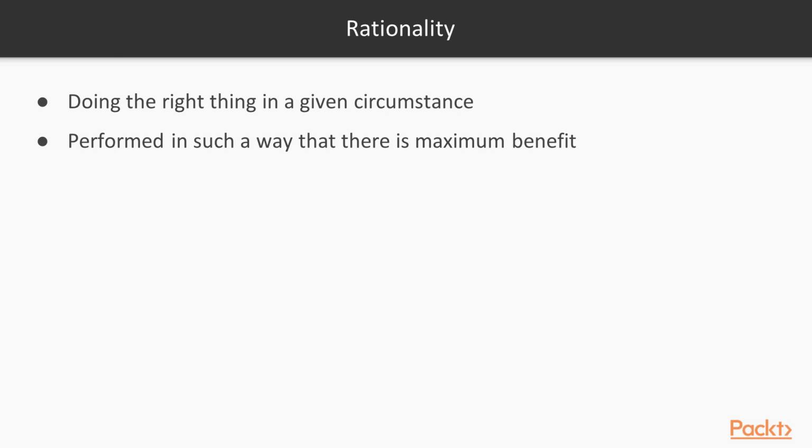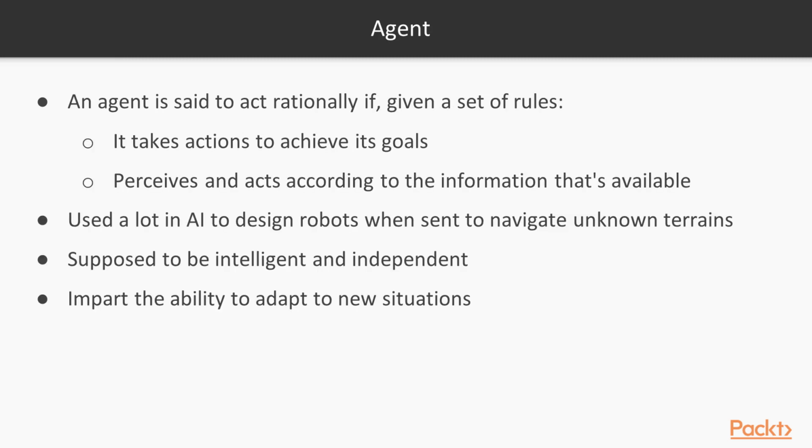What exactly is a rational agent? Before that, let us define the word rationality. Rationality refers to doing the right thing in a given circumstance. This needs to be performed in such a way that there is maximum benefit to the entity performing the action. An agent is said to act rationally if, given a set of rules, it takes actions to achieve its goals. It just perceives and acts according to the information that's available.